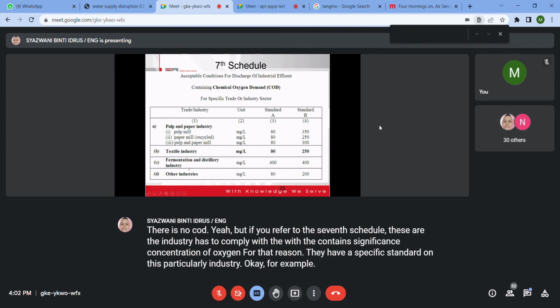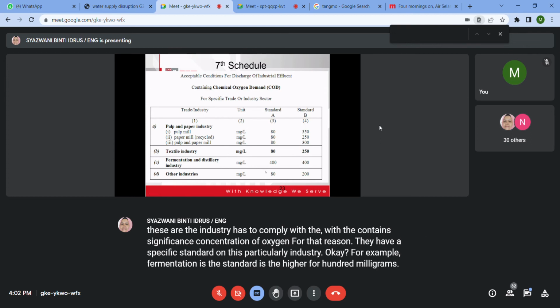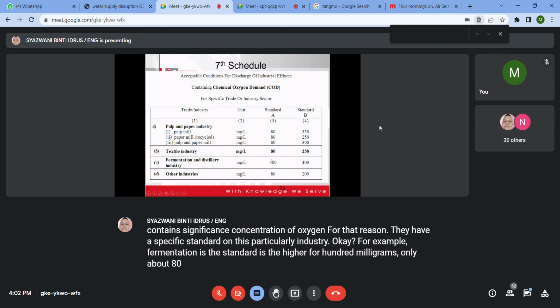For example, for fermentation the standard is a little bit higher, 400 milligram per liter. For textile, about 80 milligram per liter of COD.